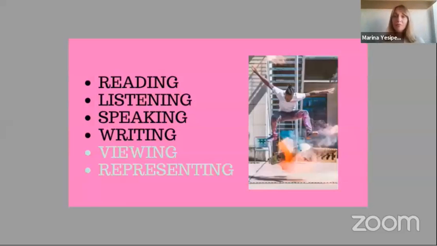And here comes another question. How many skills do we have to interact with when we are teaching English? Reading, listening, speaking, writing, and viewing plus representing. Viewing is basically about visual literacy. Representing is basically about being able to reproduce what we have just seen. So probably representing is a productive skill, and viewing is a receptive skill.